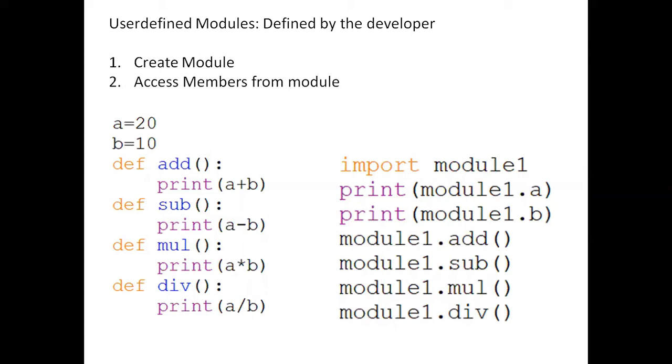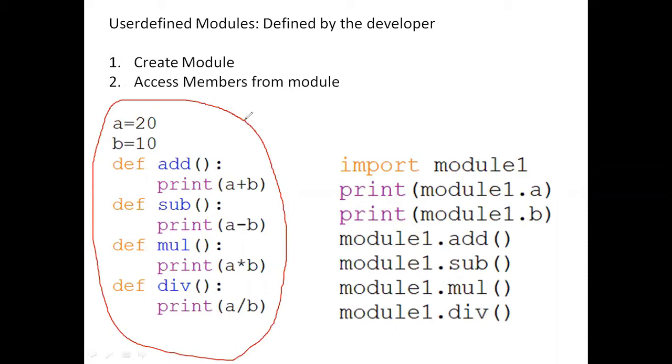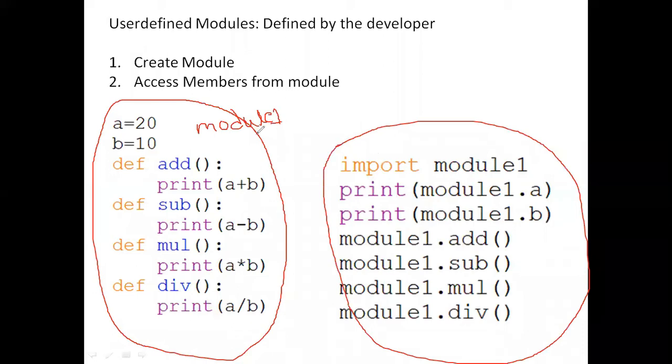Last class we discussed this. So what is a module? A module is nothing but a Python program. For example, last class we created a module. This is the program, and we give it the name module1. You can give any name. Now we create another program, and in this program you are going to import this module. So that is the user-defined module.